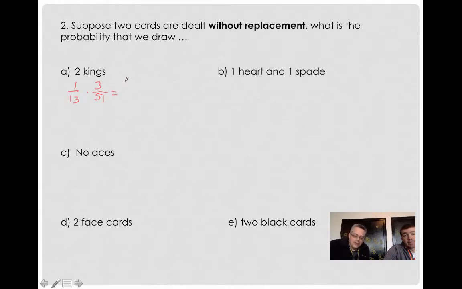Reminds me of a song. Yes. So that would be 3 over 51 times 13, which is 663. It's not going to happen too often. No.